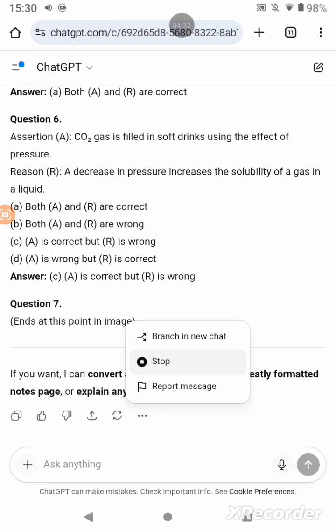Question 6. Assertion: CO2 gas is filled in soft drinks using the effect of pressure. Reason R: A decrease in pressure increases the solubility of a gas in a liquid. A. Both A and R are correct. B. Both are wrong. C. A is correct but R is wrong. D. A is wrong but R is correct. Answer C. A is correct but R is wrong.